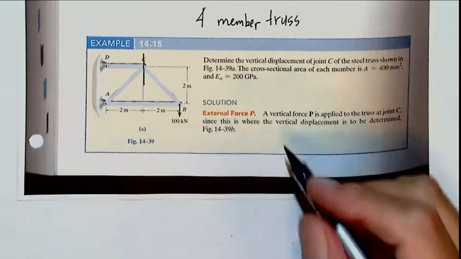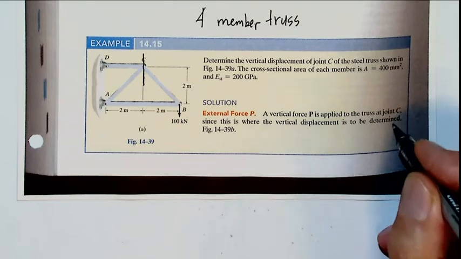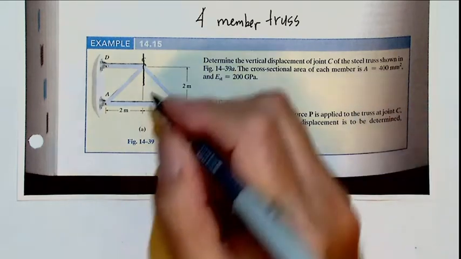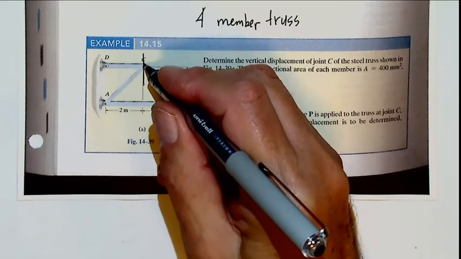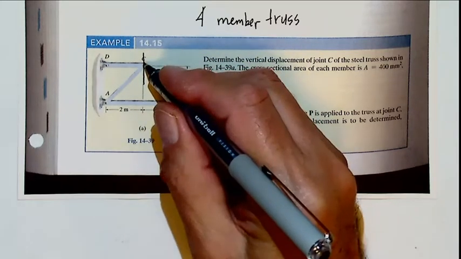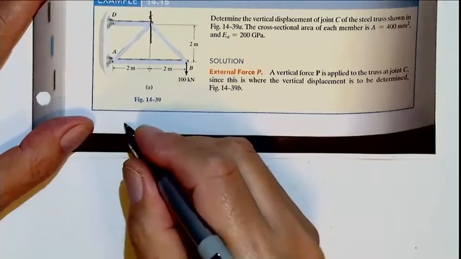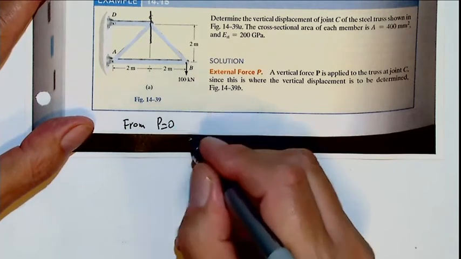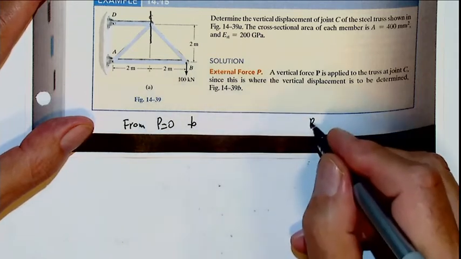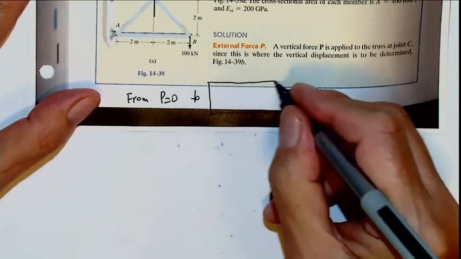External force P. Vertical force P is applied to the truss at joint C. That is a variable. That is because I want to find the displacement in this direction, I'm applying this load P. And because it is not there at the end of this process, we will remove it. So we go from P equals 0 to P equals 0. But here we will use Castigliano's theorem.